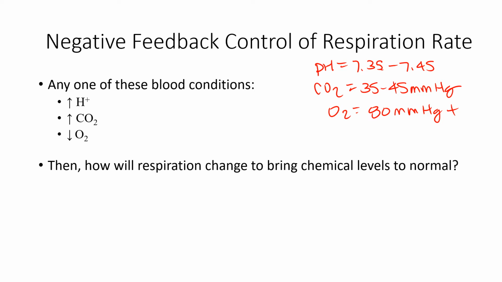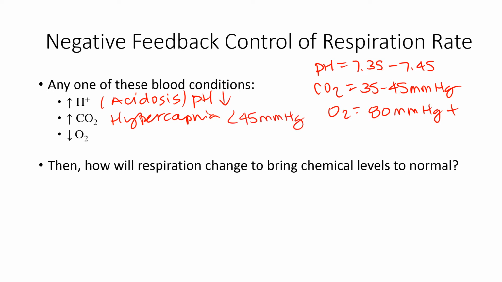So if you have any one of these problems, if you have too many hydrogens, that leads to a condition called acidosis, right? That means blood pH is too low. If you have CO2 problems, maybe you have excess CO2, that would send you up above 45 millimeters mercury pressure. Okay, and then finally, if you don't have enough oxygen, we call that condition hypoxia, and maybe that's less than 60 millimeters mercury pressure. So any one of these problems, whether it's acidosis, hypercapnia, or hypoxia, the solution is for your respiration rate to change.